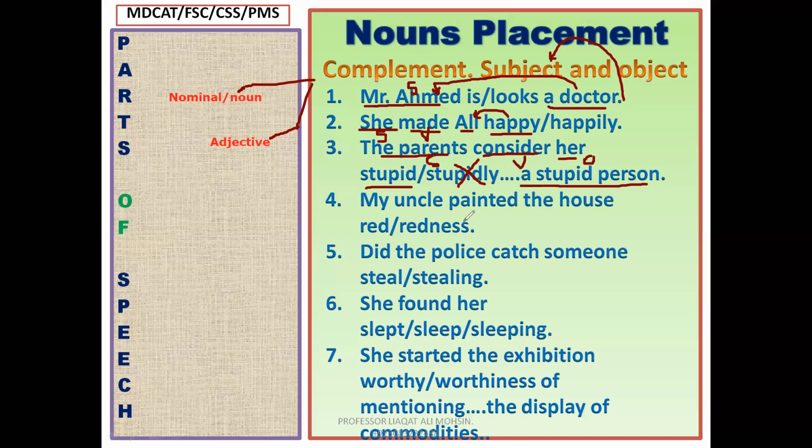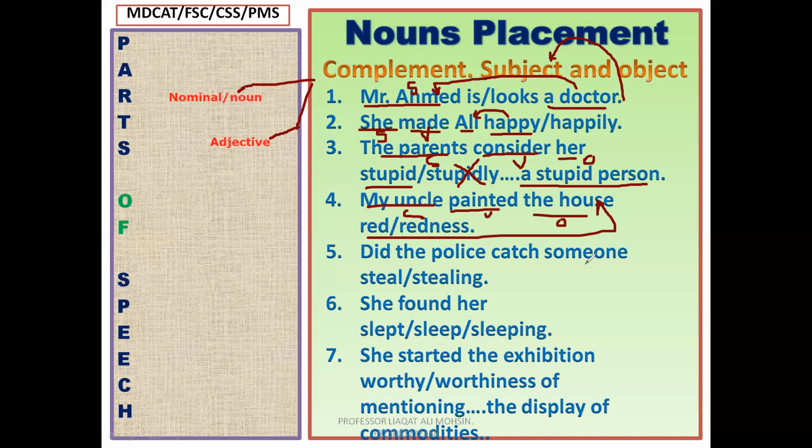My uncle painted the house red. Painted. Who painted? My uncle. What did he paint? The house. And this red is adding to the meaning of the house. This is an object complement, but it is an adjective.